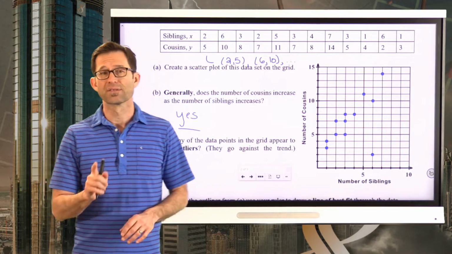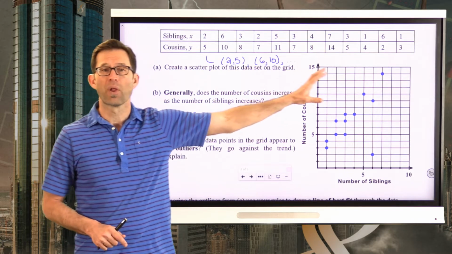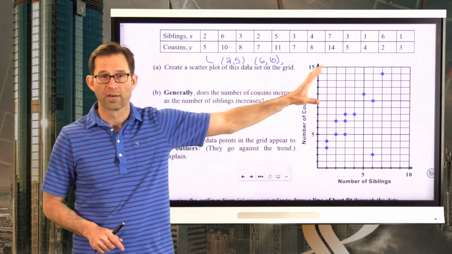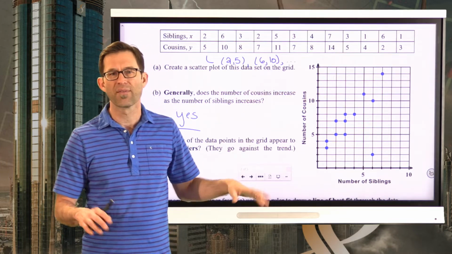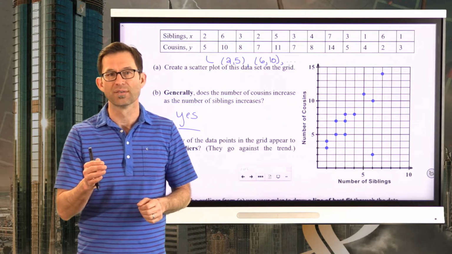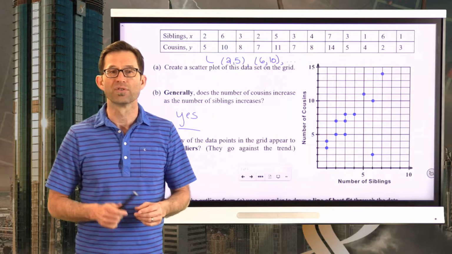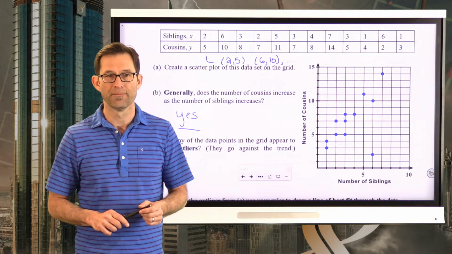Now, letter C asks us a very important question. Do any of the data points in the grid appear to be outliers? They go against the trend. Explain. So are any of the points that we plotted against the trend? Do any of them break out of this mold that as the number of siblings goes up, the number of first cousins goes up as well? Pause the video now and explain whether or not you believe there's an outlier in this data set.